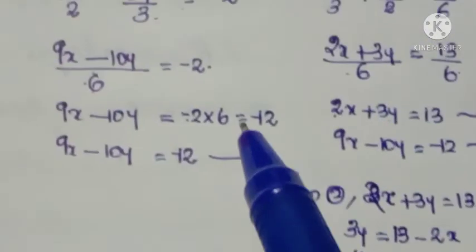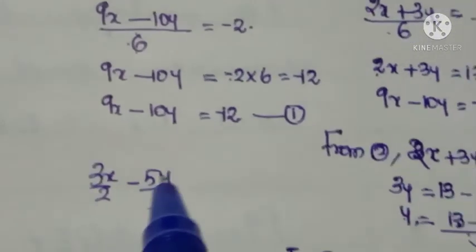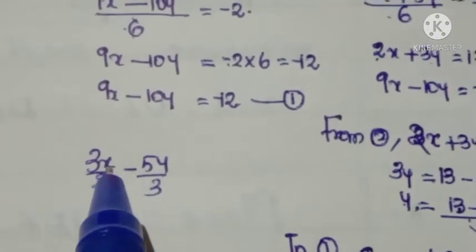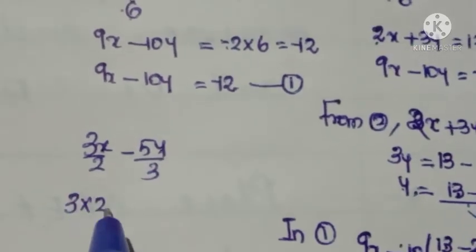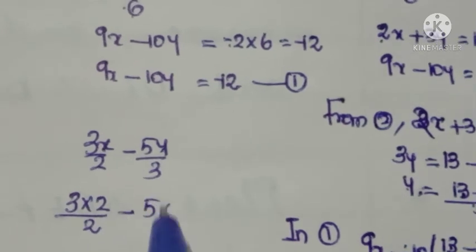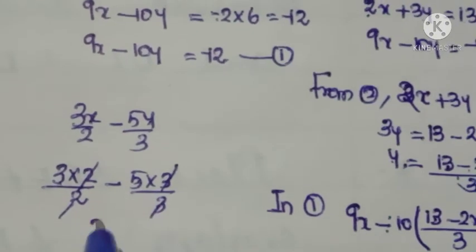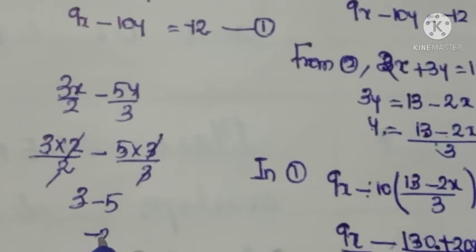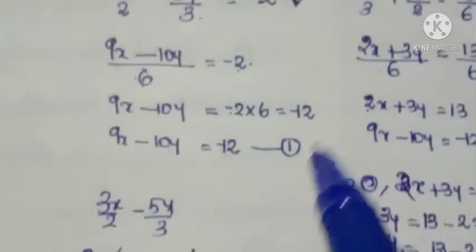Okay. We can check whether this answer is correct or wrong. For this you can consider one of the equations. Suppose this one: 3x by 2 minus 5y by 3. Consider the left side only and put x equal to 2 and y equal to 3 here. So 3 into 2 by 2 minus 5 into 3 by 3. Here we can cancel this 2 and 3. 3 minus 5. What is 3 minus 5? It is minus 2. Look at the right side. Okay, minus 2. So our answer is correct.